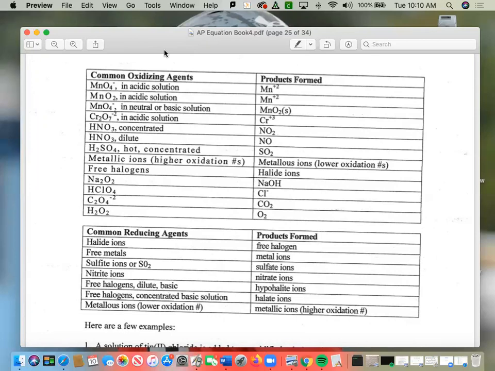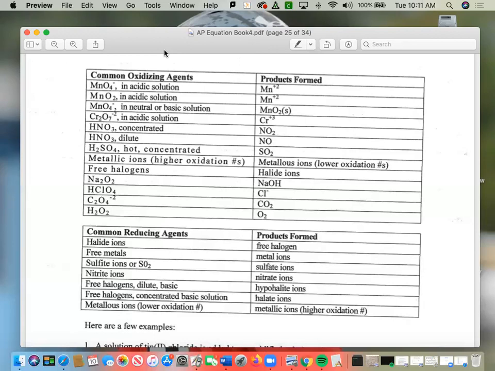And so we're going to be referring to these quite a bit. So when it says common oxidizing agents, these are things that are being reduced. Common reducing agents, these are things that are being oxidized. So the first one's pretty simple: permanganate in an acidic solution, manganese dioxide in an acidic solution. Where it gets a little bit tricky is when it says free halogen and halide. Some people don't know what that means, and it makes sense that you could be a little confused on that.